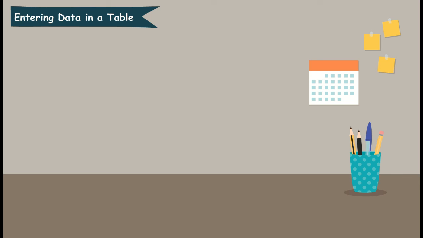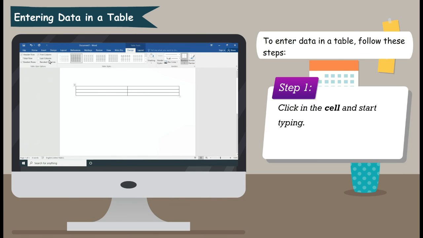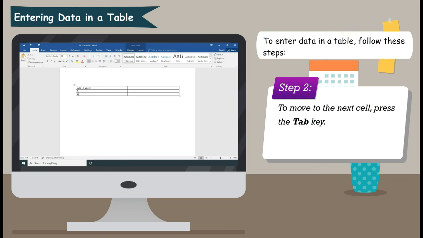Entering data in a table. To enter data in a table, follow these steps. Step 1. Click in the cell and start typing. Step 2. To move to the next cell, press the Tab key.